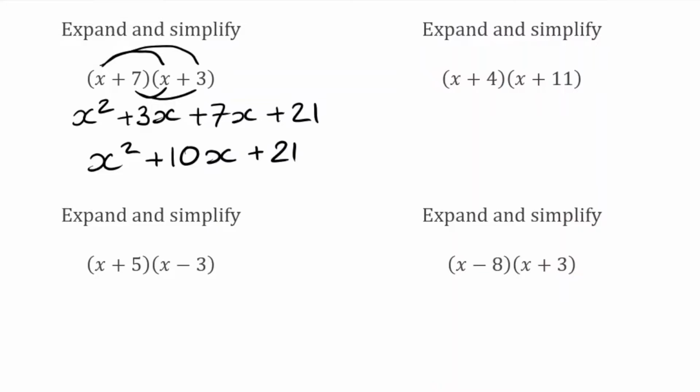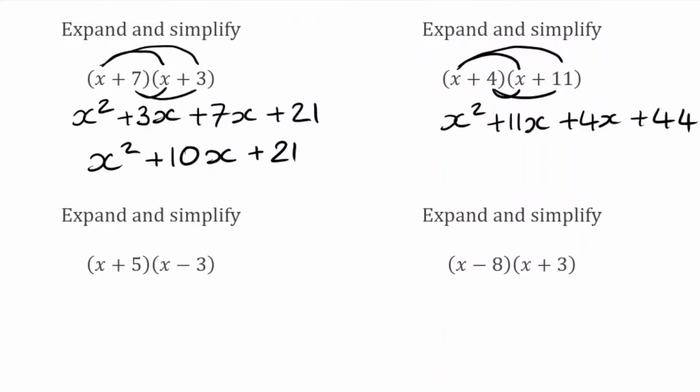Okay, for this next question, we'd have x multiplied by x, which is x squared. We then have x multiplied by 11, which is 11x. We then have 4 times x, which is 4x. And then we'd have 4 times 11, which is 44. Again, combining the terms of x, we'd have x squared. We'd do 11x plus the 4x, which is 15x, so plus 15x. And then right at the end, we'd have our plus 44.